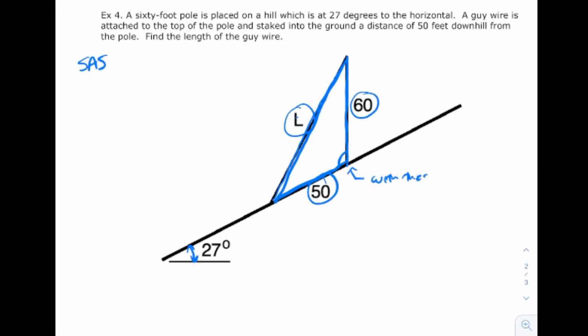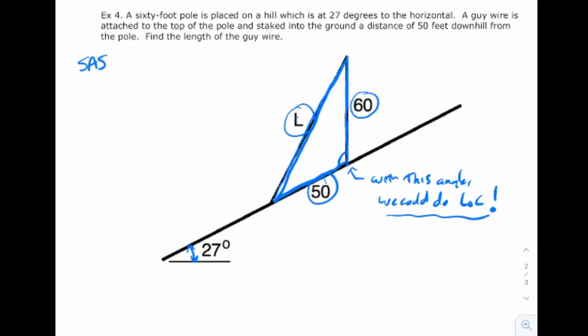With, man, oh man, I need a sharper Apple Pencil. With this angle, we could do law of cosines. Whoa, wouldn't that be slick? So how are we going to get the angle is the question. Because again, we would have side angle side. We'd be golden.